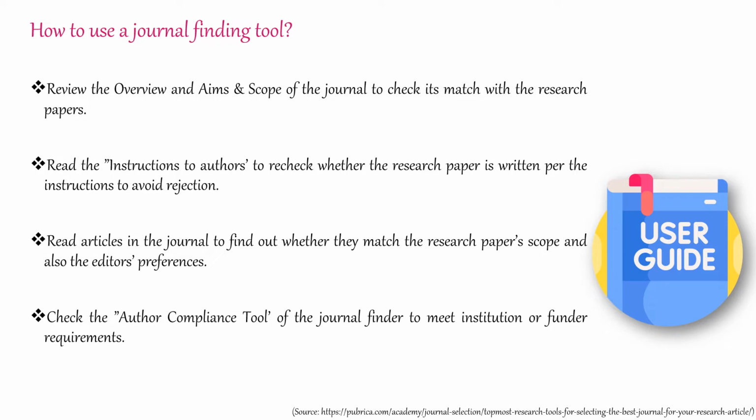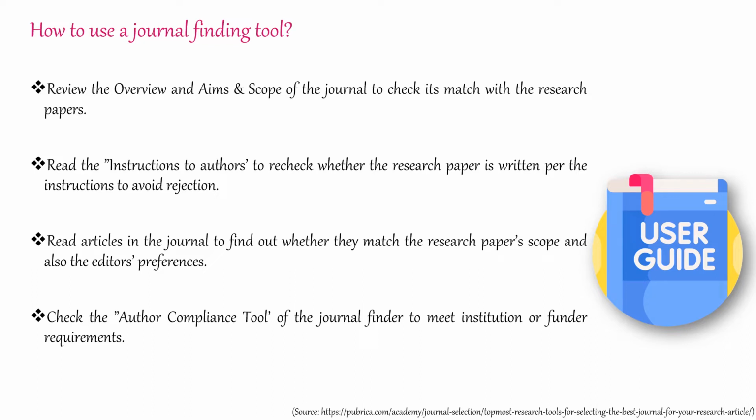So, how to use journal finding tools? Here are 4 points listed out. First, review the overview and aims and scope of the journal to check whether it matches with the research paper or not. Second, read the instructions to authors to recheck whether the research paper is written as per the instructions, to avoid rejections.